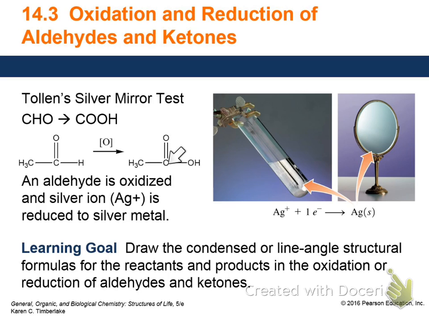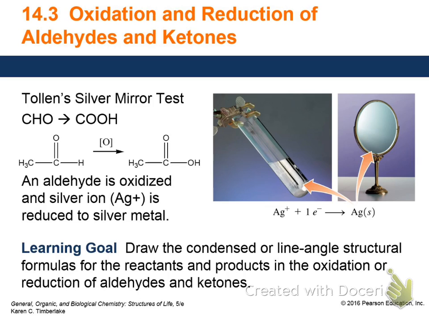Now, if you remember from Chem 3A, when you have an oxidation reaction, you have to have a reduction reaction. The reduction reaction that they couple this with is the reduction of silver ion to silver metal. And the reason it's called the silver mirror test is because it literally produces an old-fashioned silver mirror surface.